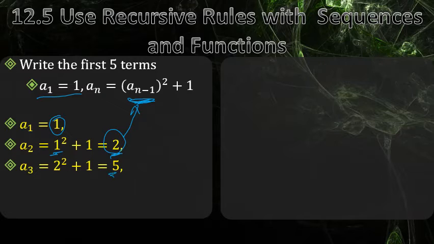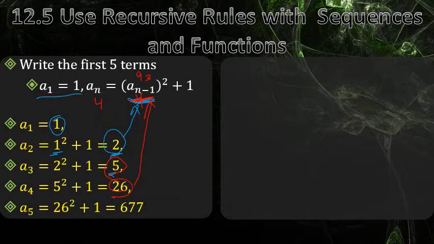And now our previous number is 5. So if n is 4, like we are currently at, this would be 4 minus 1 or 3. So this would become a3. a3 was 5. So that's why it's 5 squared plus 1 is 26. a5, well, the previous number was 26. So that goes here for our previous number. So it'll be 26 squared plus 1, or 677.